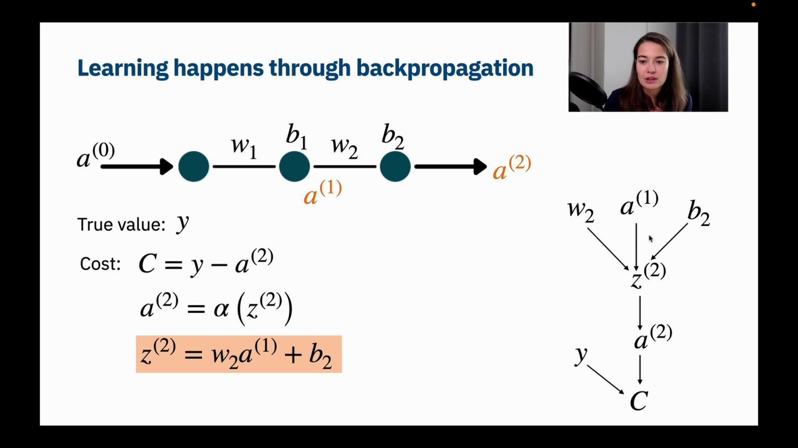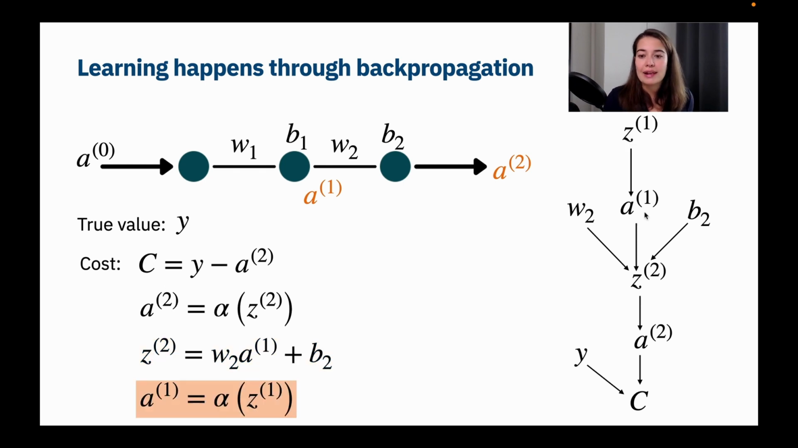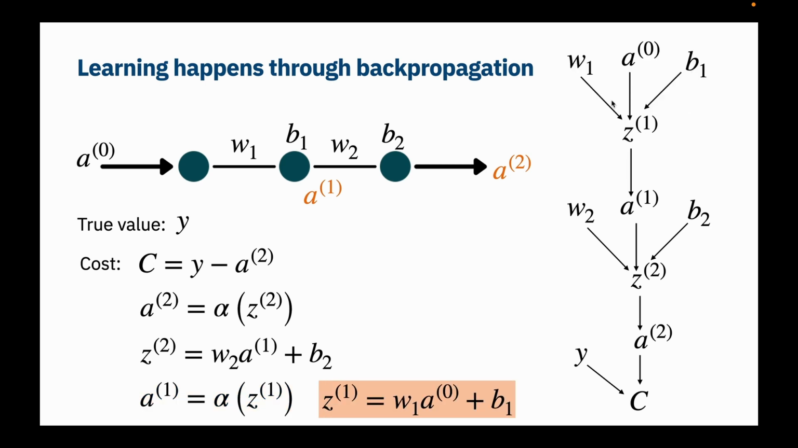And we just keep adding it to our tree. Z depends on the weight, the bias, and the outcome from the previous layer. And again, we have the same thing. The outcome of the first layer depends on Z, and Z depends on the weight from the previous layer, the input itself, and the bias.